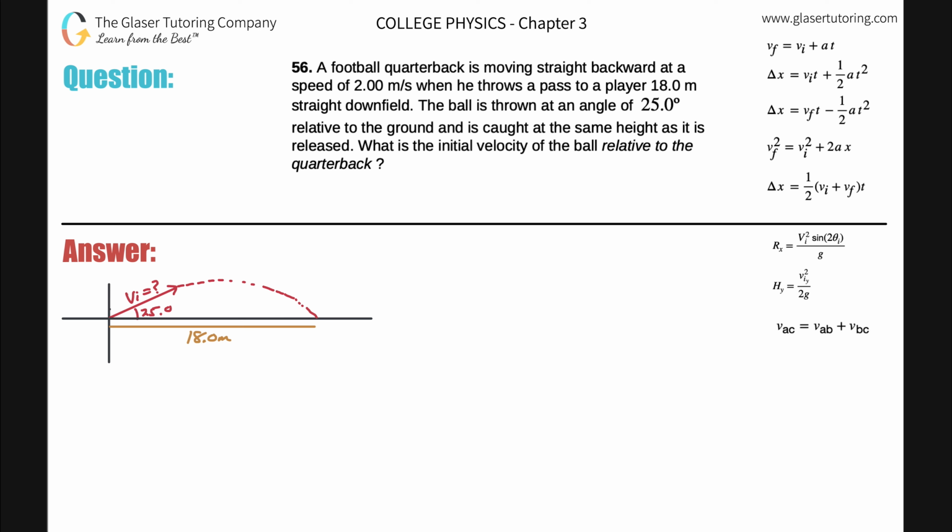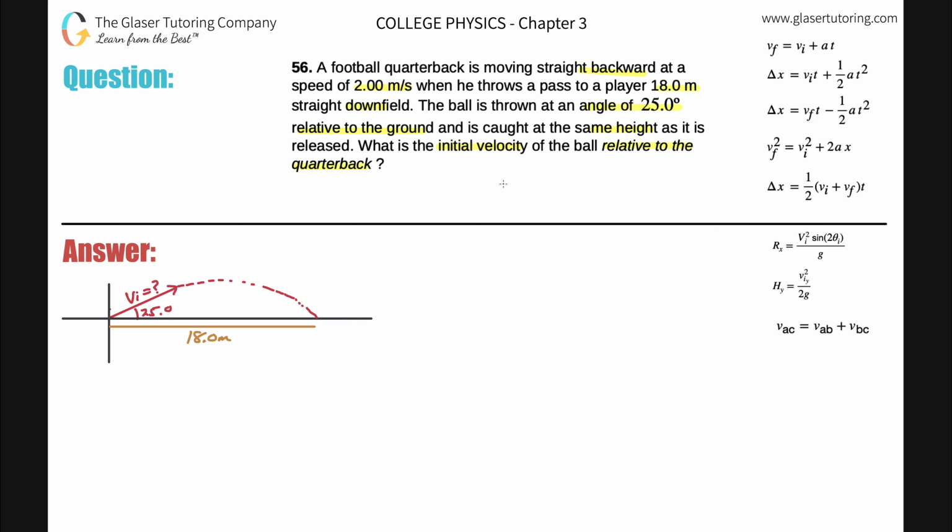Number 56. A football quarterback is moving straight backward at a speed of 2 meters per second when he throws a pass to a player 18 meters straight downfield. The ball is thrown at an angle of 25 degrees relative to the ground and is caught at the same height as it is released. What is the initial velocity of the ball relative to the quarterback?